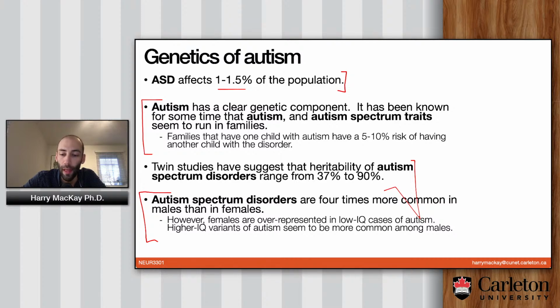But anyway, females are overrepresented among low IQ cases. So the people who are the most impaired in ASD diagnoses tend to be females, whereas the higher IQ variants of ASD seem to be more common among males. And then you also get into questions of how this is being diagnosed. Is there just a bias in the field of psychiatry as to how the diagnosis plays out?